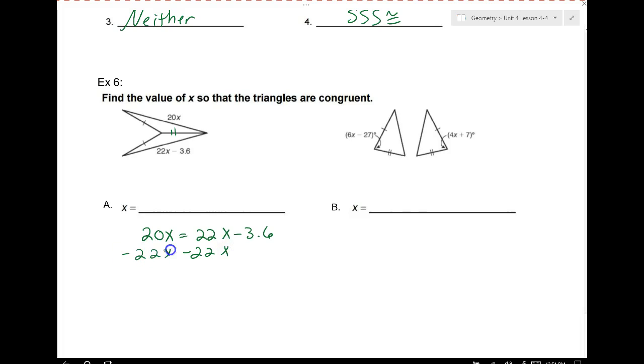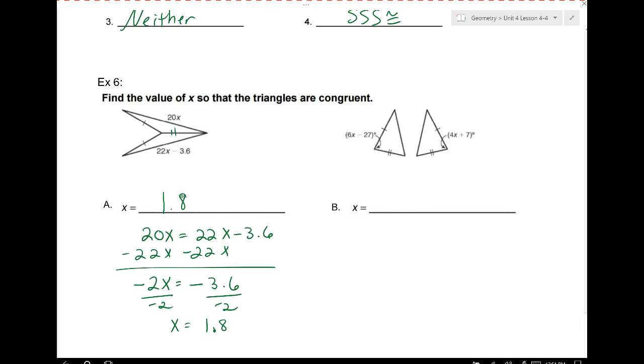Please be careful with your algebra on this. Again, negative 2x is equal to, and this is what happens, a lot of people drop the negative when they shouldn't, a negative 3.6. What am I going to divide both sides by? Negative 2. Awesome. Negative 2, negative 2. X equals? It's 1.8. 1 point something was pretty close. 1.8 to be exact, though.